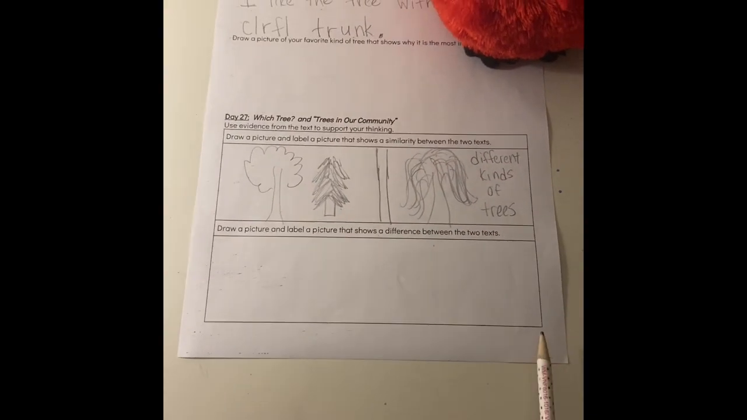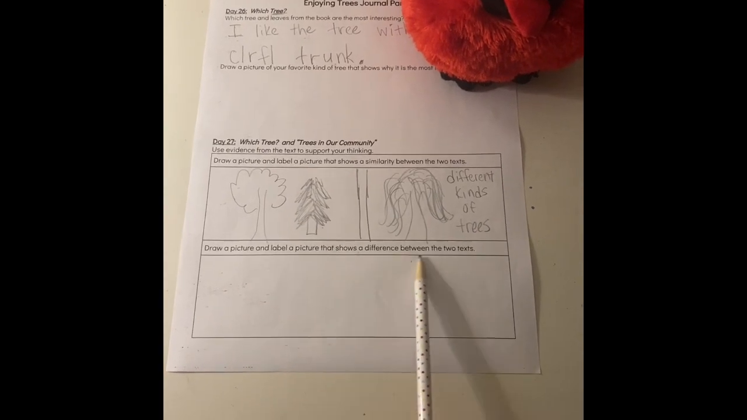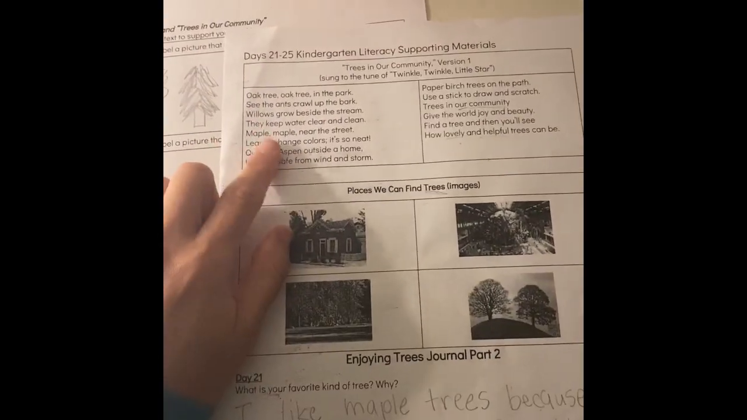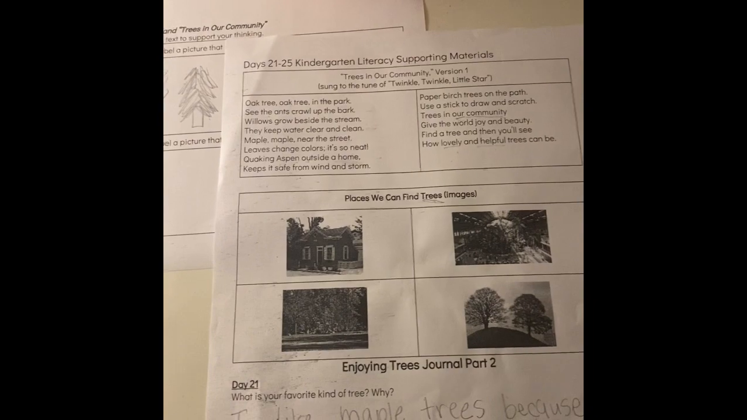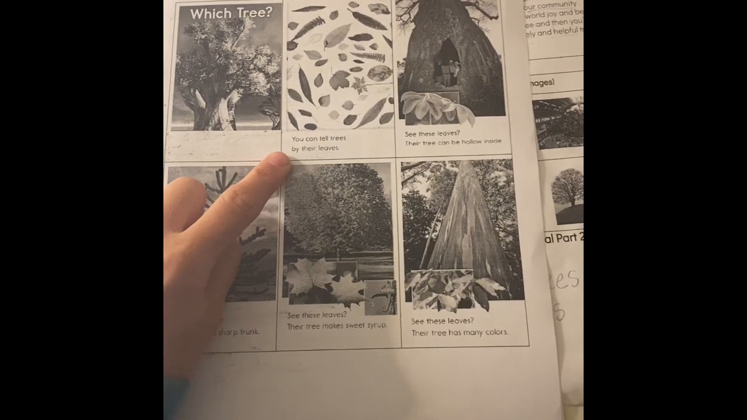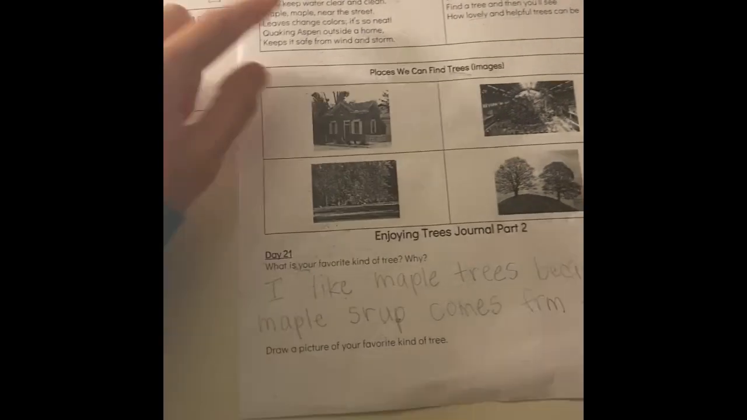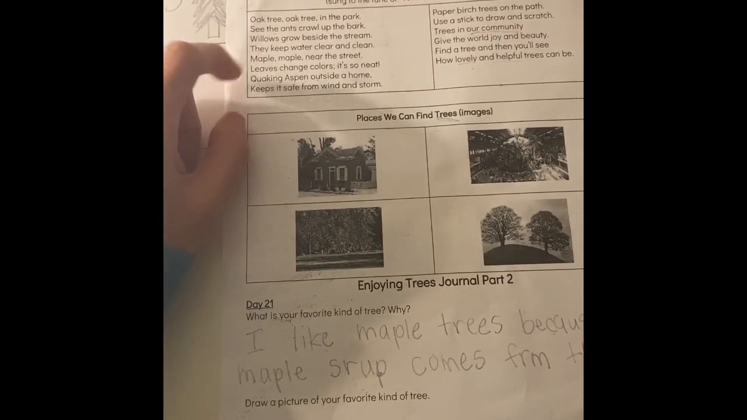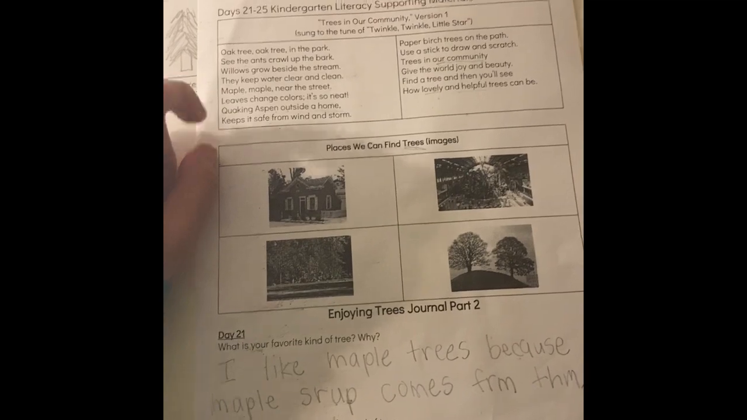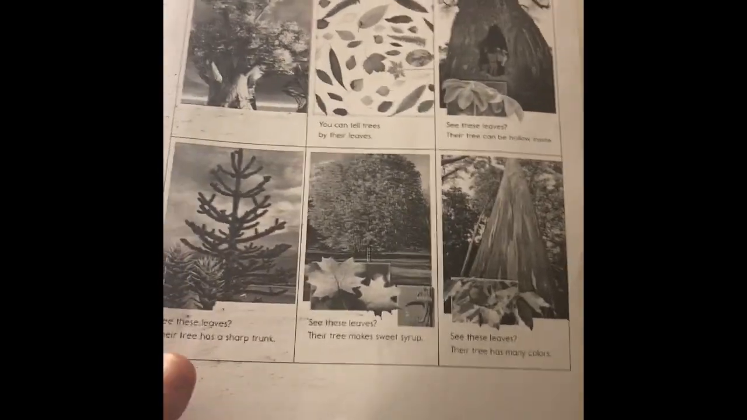trees. Okay. Now down here it says, draw a picture and label a picture that shows a difference between the two texts. Okay. So this one actually tells us the names of the trees, which I like. This one does not. And remember, we talked about how this one really focuses on the tree's leaves. This text does not. This text just talks about the kinds of trees, where they may be located, and something that makes them a little bit special. But this one really, really focuses on the leaves.